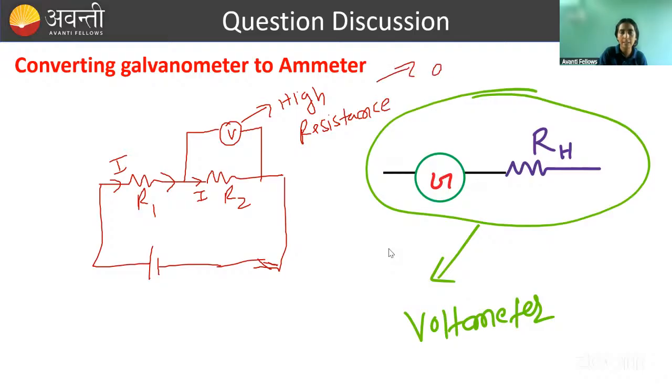Yahan pe ye kiski tarah act kar raha hai? Act as an insulator. And that is why what is happening here? This voltmeter is able to measure the actual value of potential across IR, across R2. So because we are adding this device in parallel with R2, that is not affecting the value of potential difference across R2. Okay, so this is your voltmeter.